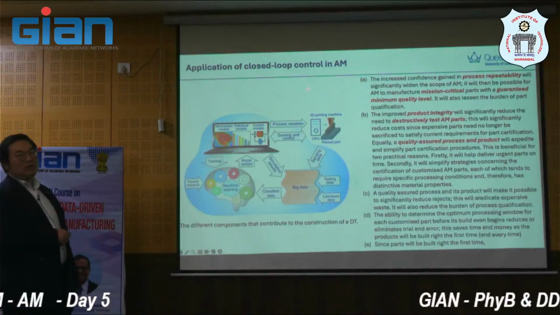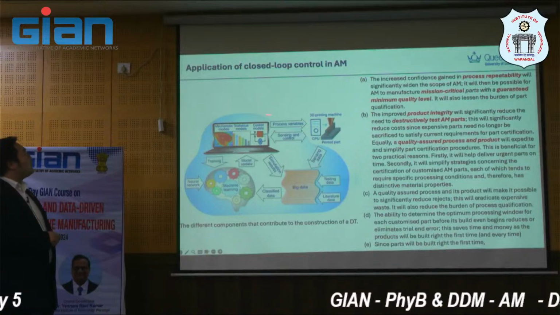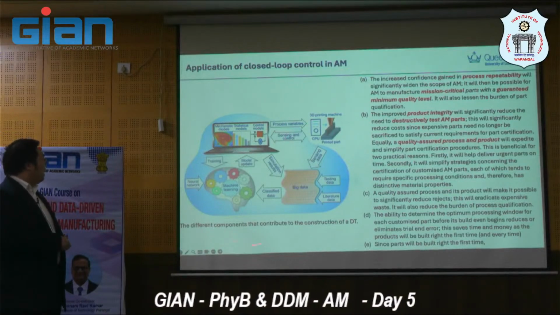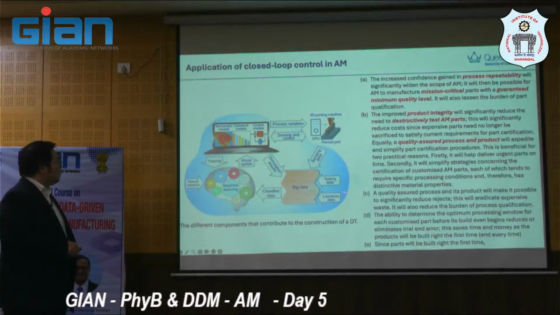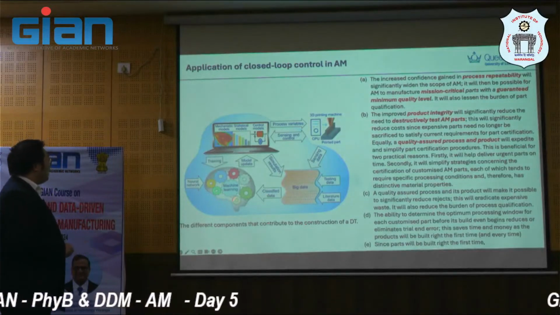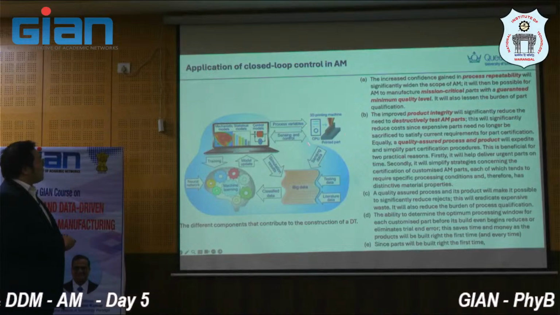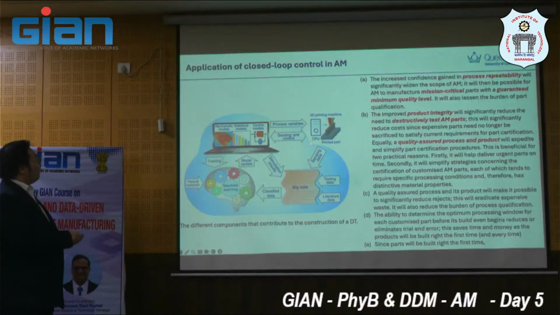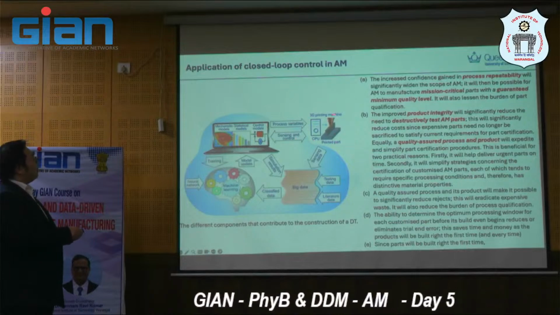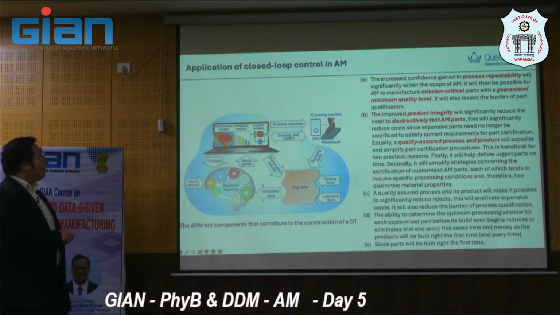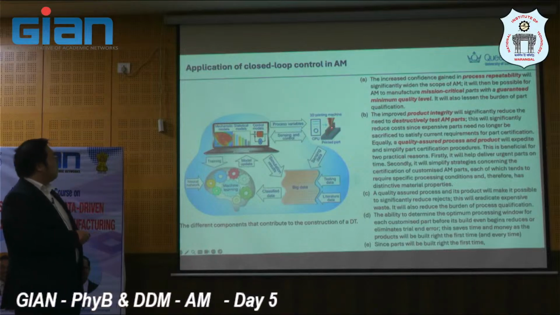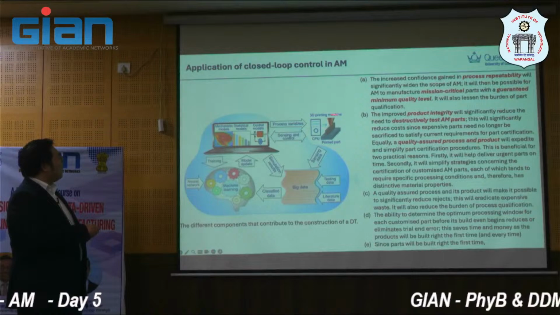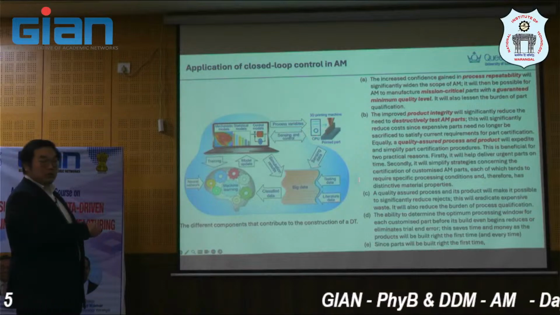So the application of what we call closed loop control. We close the loop between the digital and physical worlds here, and the different components contribute to the construction of the digital twin. I think I may start from this one, which is actually not really a part of that. So you have the printed part, and then you have the printing machine, the 3D printing machine here. So this is something you may need to run. This is the physical world and this is the digital world, right?